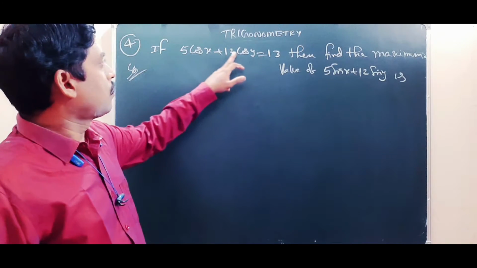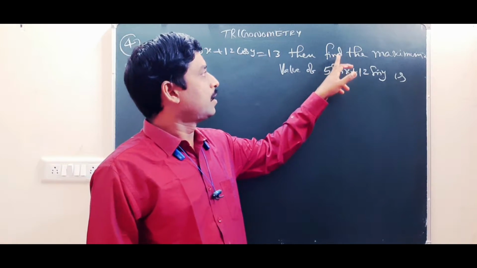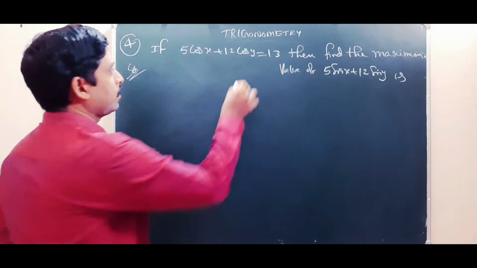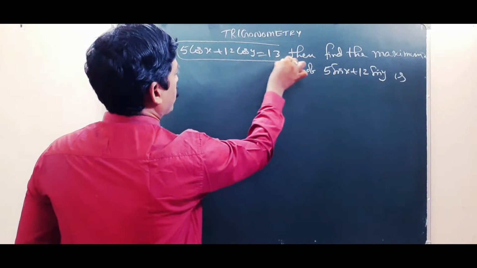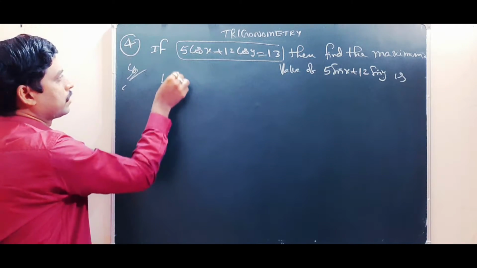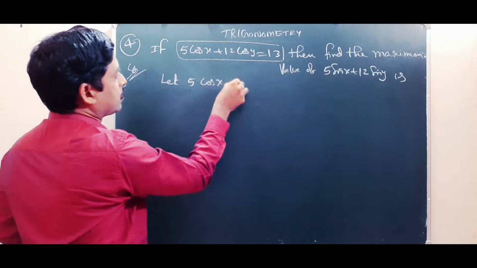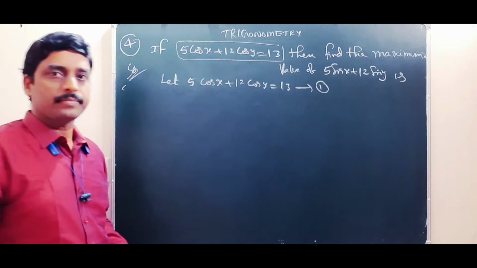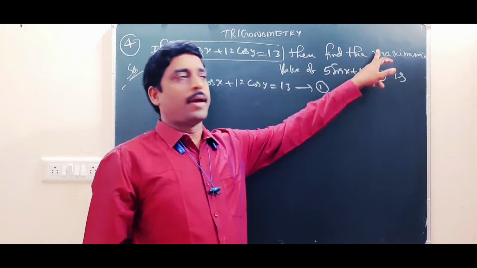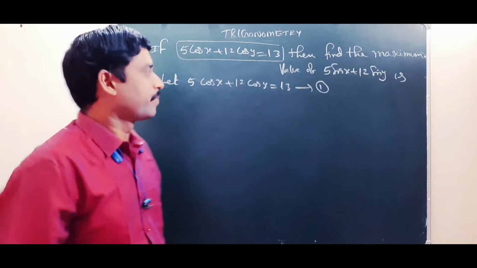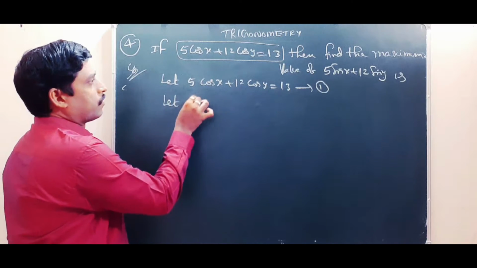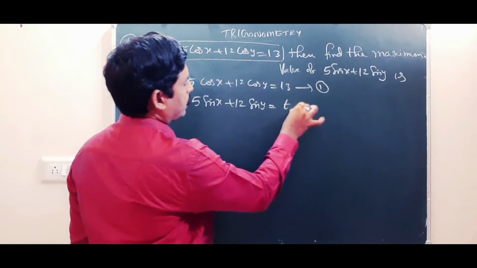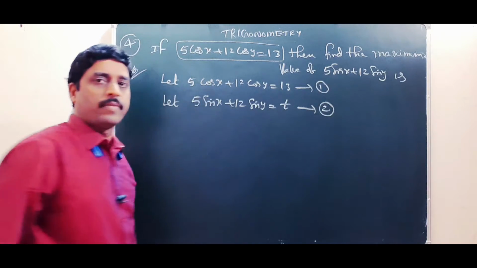So 5 cos x plus 12 cos y equals 13. Then find the maximum value of 5 sin x plus 12 sin y. So what is given? 5 cos x plus 12 cos y equal to 13. Let us take this as equation 1. But our target is the maximum value of 5 sin x plus 12 sin y. So let us take 5 sin x plus 12 sin y equal to t. Let us take this as the second equation.